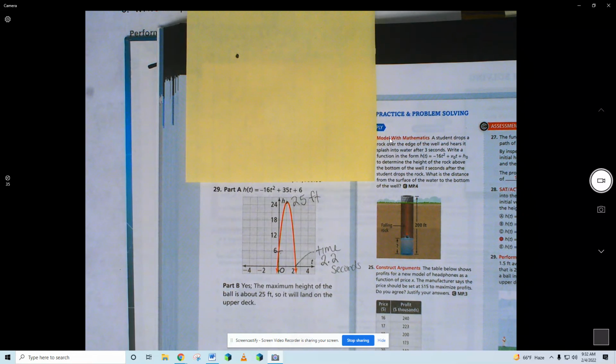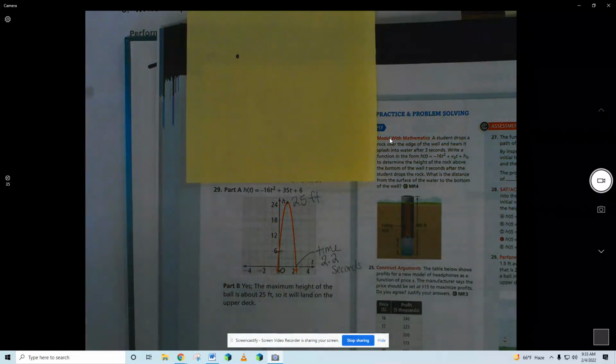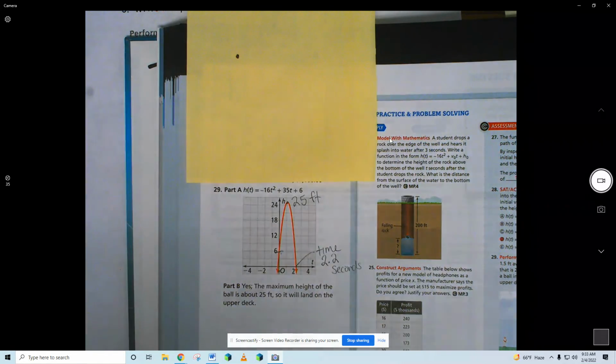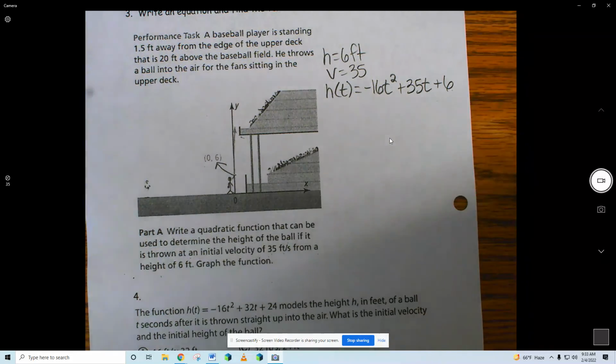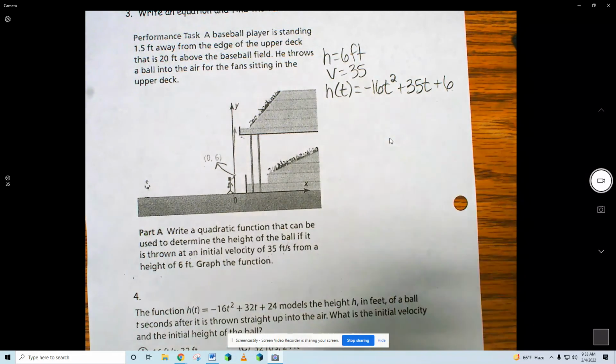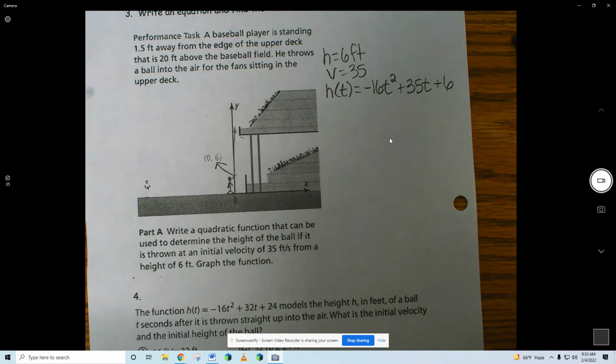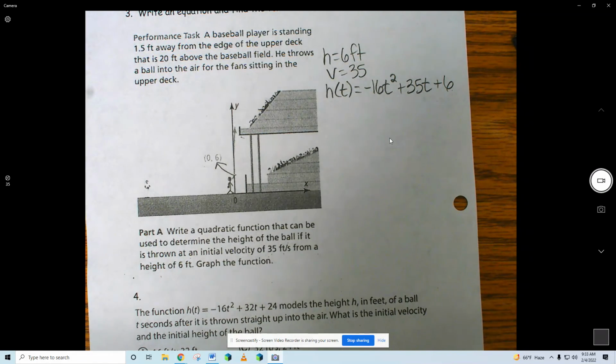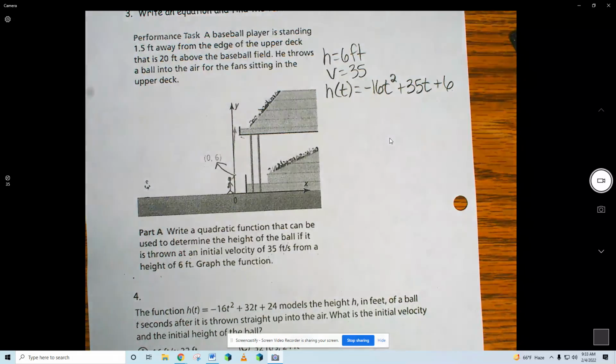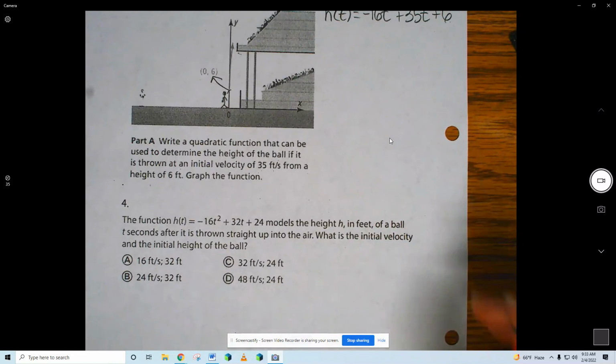How far away from the wall was he standing? 1.5. What was it? 1.5 feet from the wall. Okay, that's good. And then he throws it straight up, and then it lands. But he's throwing it to the fans. So he just assumes that someone catches it, right? It's not gonna hit the floor. Somebody caught the ball. That's number 3.